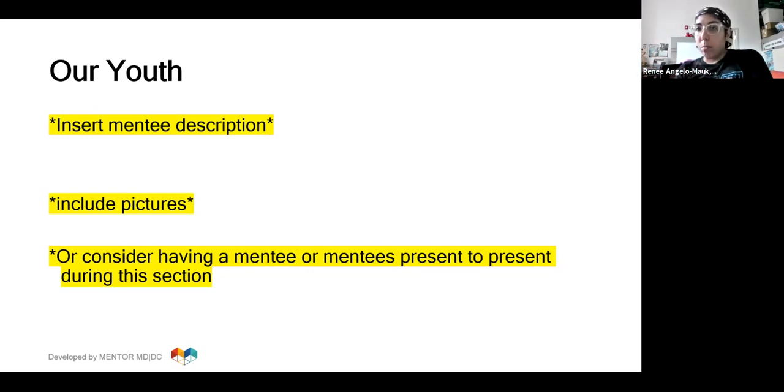And then additionally, pictures. We love pictures. People love to see happy children. I will say, be mindful. Do you have the appropriate release forms for photos? Do kids and families understand how their photos are being used?